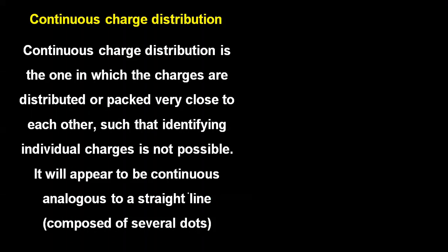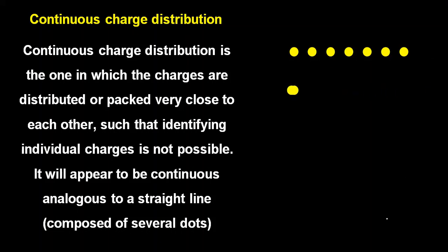So it will appear to be continuous, which is analogous to a straight line. You know, a straight line is composed of several dots which are closely packed with each other, isn't it? So just like that, charges, if they are tightly packed, we can't see individual charges. Rather, we will be seeing them in the form of a continuous pattern. For example, these are all dots which are going to form a line. You can see that dots are distinctly seen. They are far apart. In such cases, I'll be able to identify each and every dot separately. So these dots which are far apart are said to have discrete nature.